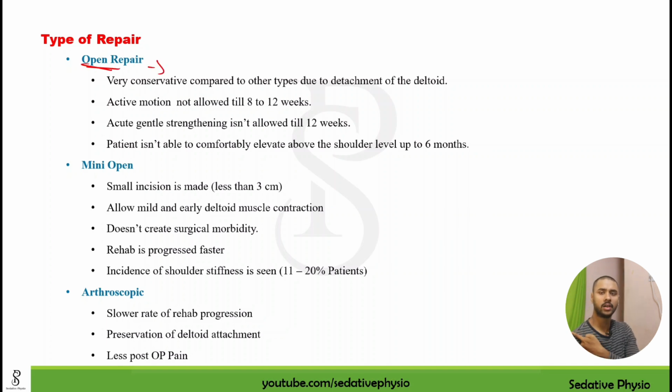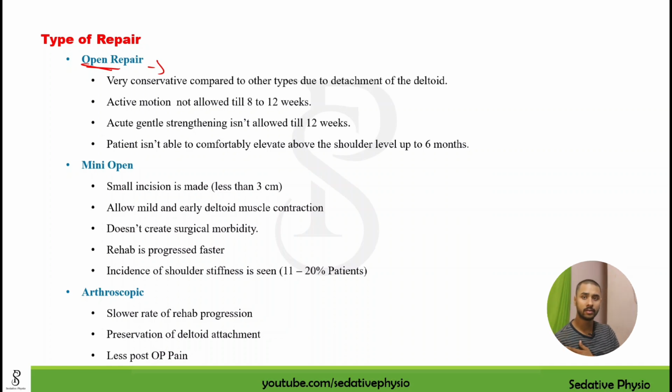We will make a large incision at this point, and after making a large incision, we will just repair this. Okay, this is very much useful whenever there is the detachment of the deltoid muscle, right? In the open surgery type of repair, active motion is not allowed till 8 to 12 weeks.